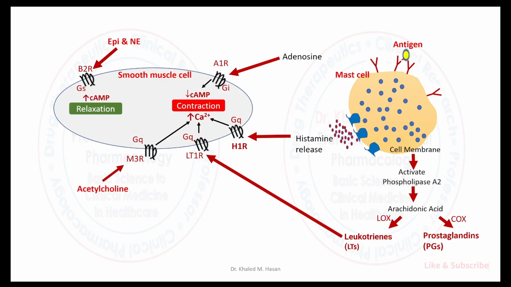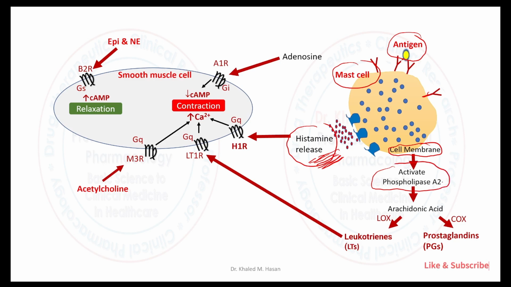As you can see here, we have the mast cells. When the allergen contacts the IgE, it triggers the mast cells to undergo degranulation of histamine and activates the cell membrane. The cell membrane of the mast cell will be activated through an enzyme called phospholipase A2. When phospholipase A2 is activated, this leads to the formation of arachidonic acid, which is considered the main source of prostaglandin and the main source of leukotriene.